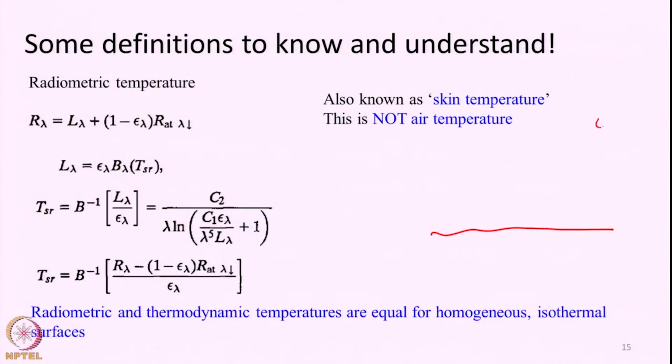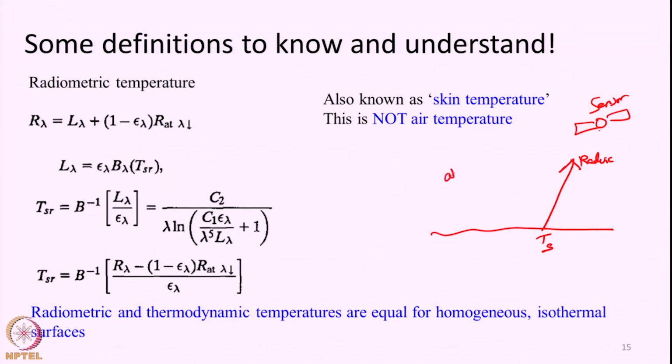The next definition is radiometric temperature. This is what we are going to measure in remote sensing. So, what exactly is radiometric temperature? Let us say this is a land surface. Here we have our sensor. The land surface has a temperature, let us say this is Ts, the surface temperature, and it is radiating some energy. This is the radiance. So, this will reach the sensor.